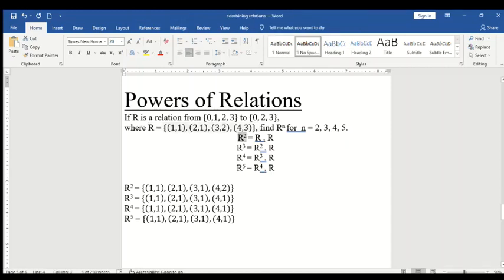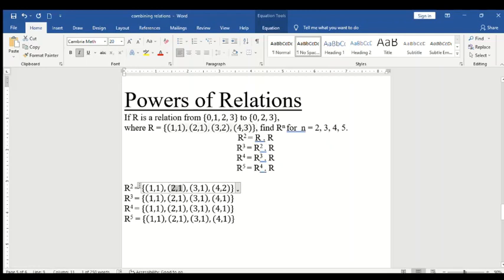For R^2, the first ordered pair of R is (1,1). We put 1 first, and then 1 is mapped to 1 again. Therefore, our answer is (1,1). Next we have 2, mapped with 1, and 1 is mapped with 1 again. So the answer is (2,1).